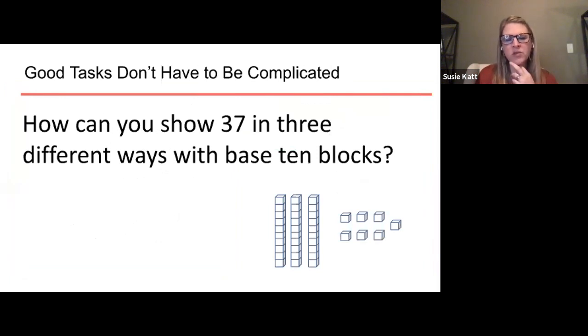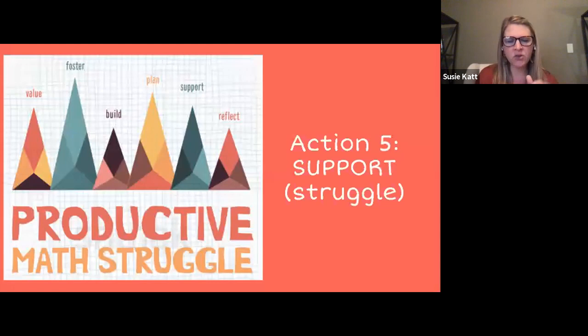The most important thing to think about with these tasks is that good tasks don't have to be complicated, right? So here's an example. Can you show 37 in 3 different ways with base 10 blocks? It's how that task is implemented and what it gets that student thinking, and the opportunities for struggle. I went through that pretty quickly because that's something you're all pretty familiar with, and we can chat more about that, but I want to get more into this whole idea of supporting struggle.